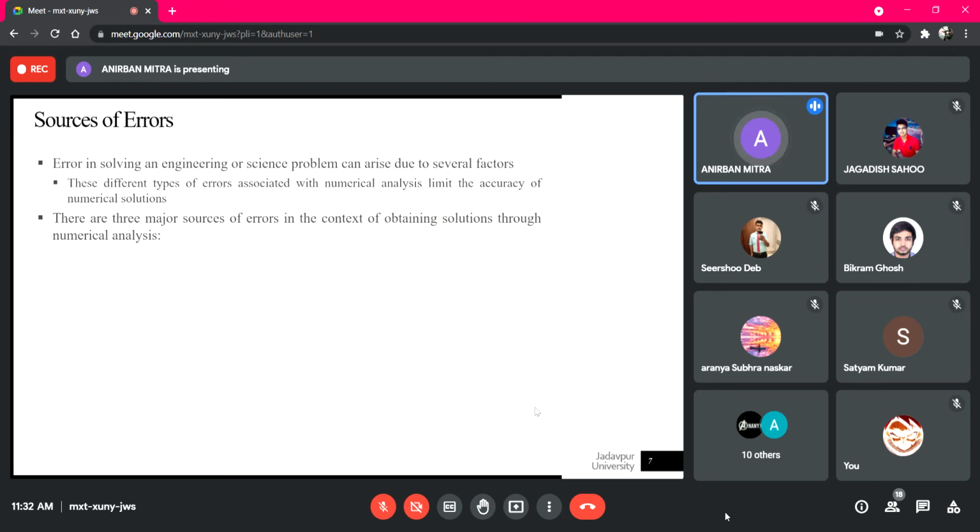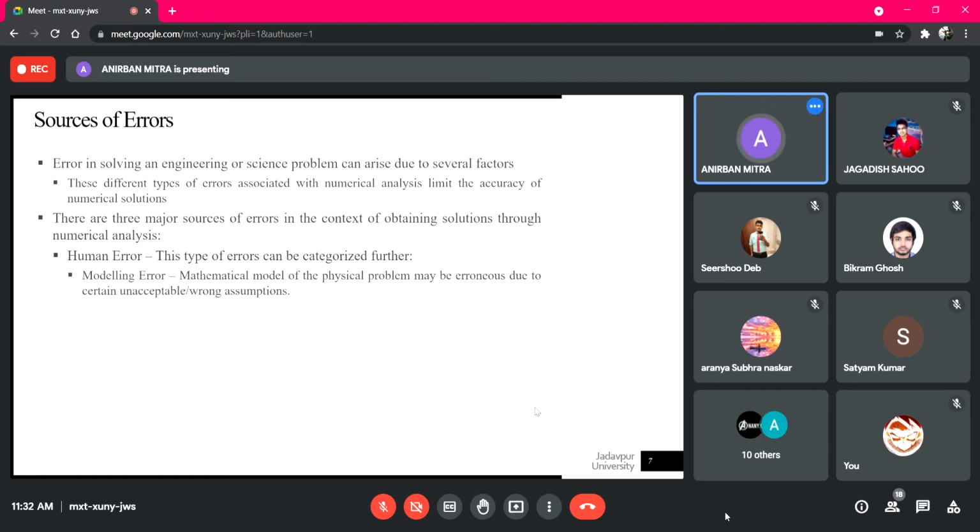We can identify three major sources of errors in the context of obtaining solutions through numerical analysis. The first one is human error. And this type of errors can also be categorized further. What are these subcategories? First one is a modeling error. That is, the mathematical model that you have proposed for the physical problem has some errors in it.